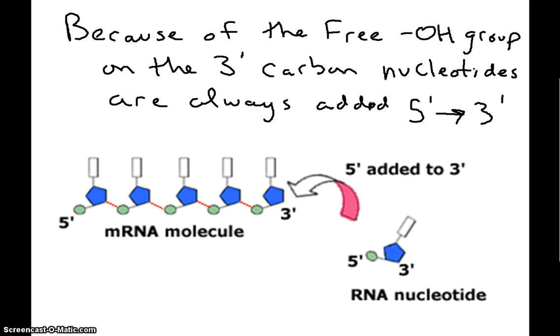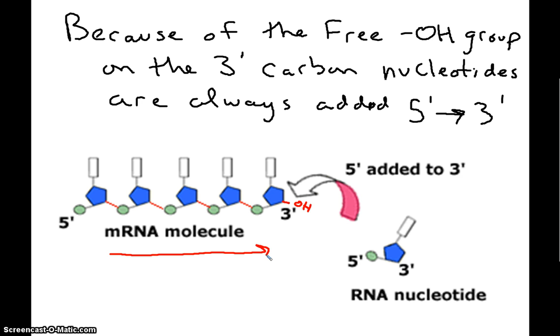Because of the 3' and 5' structure, there is a free OH group on the 3' end. The nucleotides are always going to be added in a 5' to 3' direction, and that's going to be very important. Right down here on the 3', there is an OH, so we can always add to that. So the chain, the polymer of nucleotides, is always going to be extended in the 5' to 3' direction.